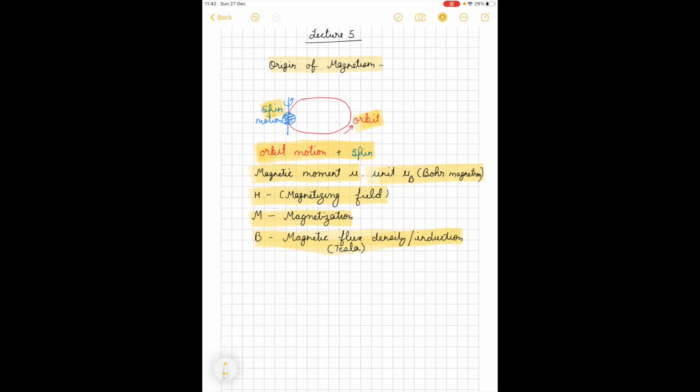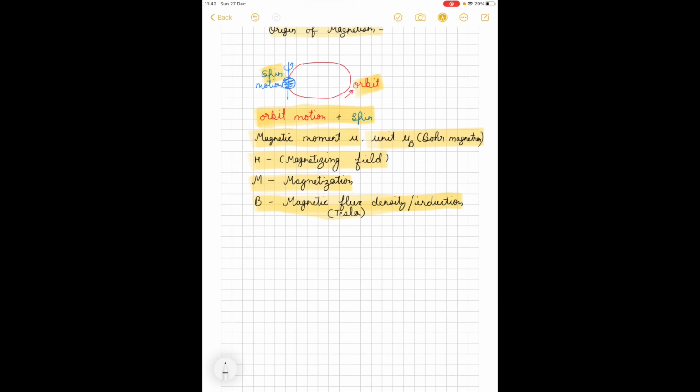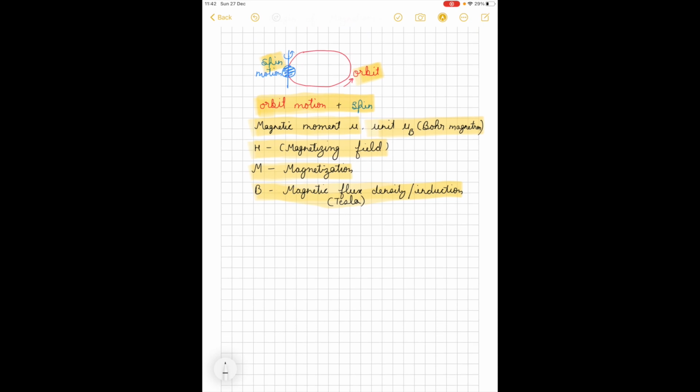Now I'll define a few more remaining quantities, similar to the dielectric part. In the dielectric part, recall we had a relation D is equal to epsilon naught E plus P. So D is called the dielectric displacement. The first one is the external electric part, and the P is the polarization.